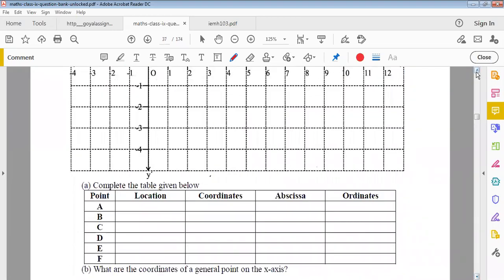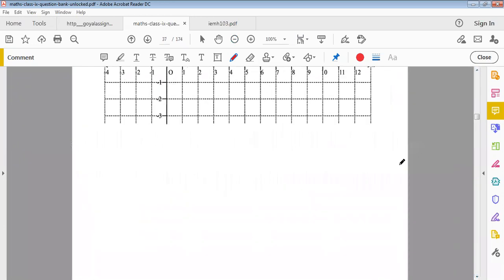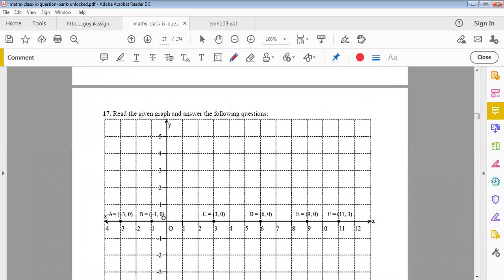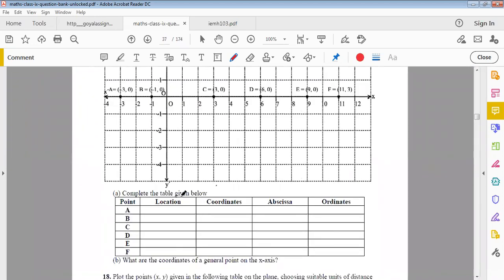Okay, now let us fill this one. Read the given graph and answer the following questions. Now point A, where does it lie? Location in the sense we can go for quadrants or axis. It lies on the negative x-axis, so I'm going to write it as OX dash. Coordinates: it lies on x-axis, so I'm writing -3, 0. And abscissa will be -3, ordinate will be 0.